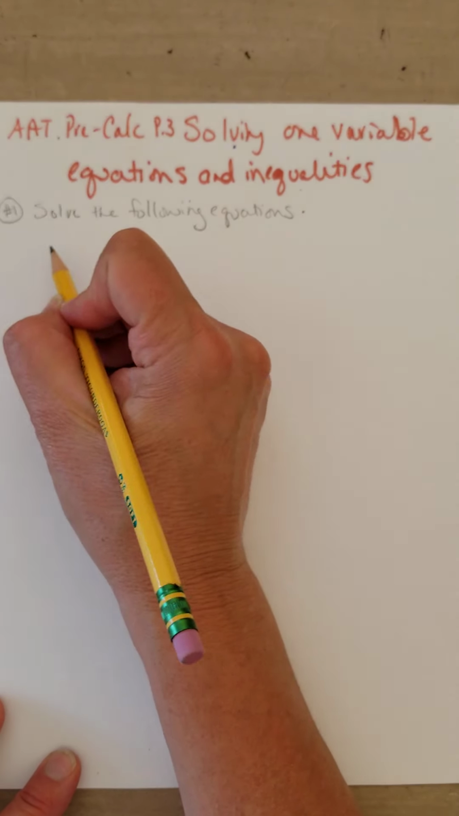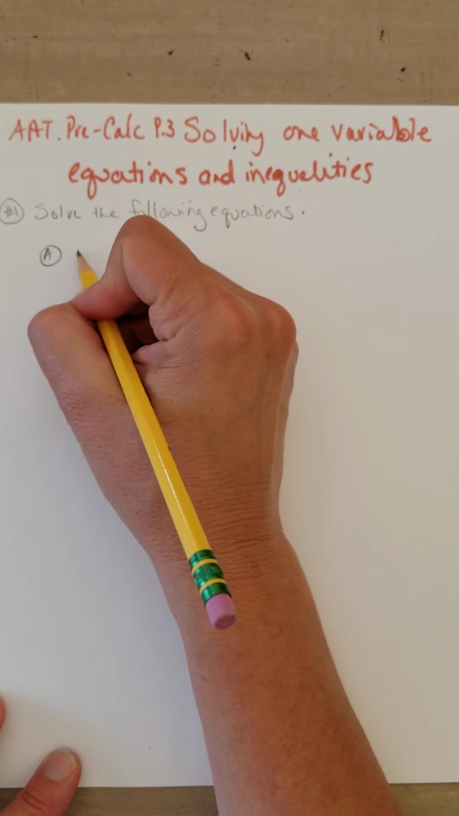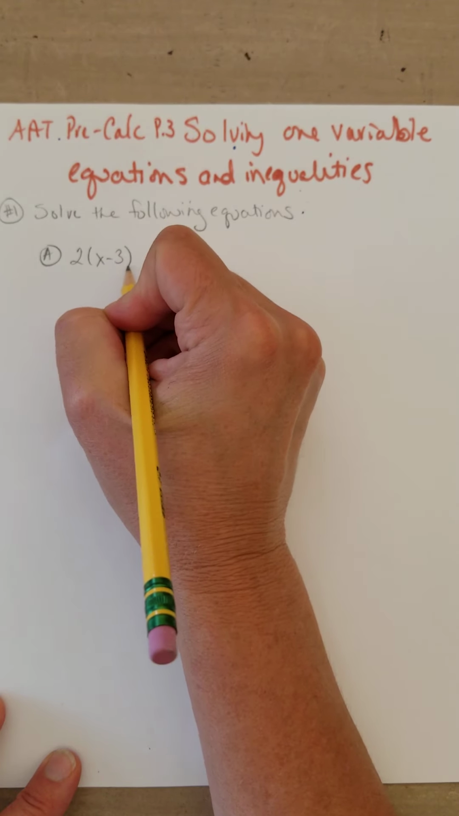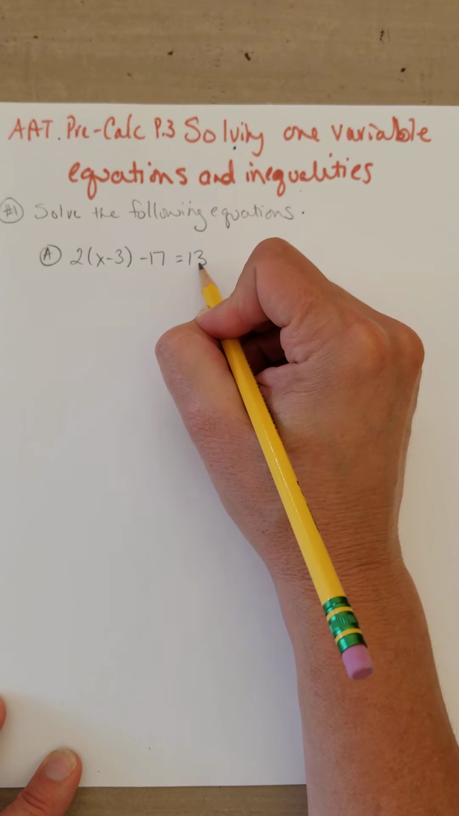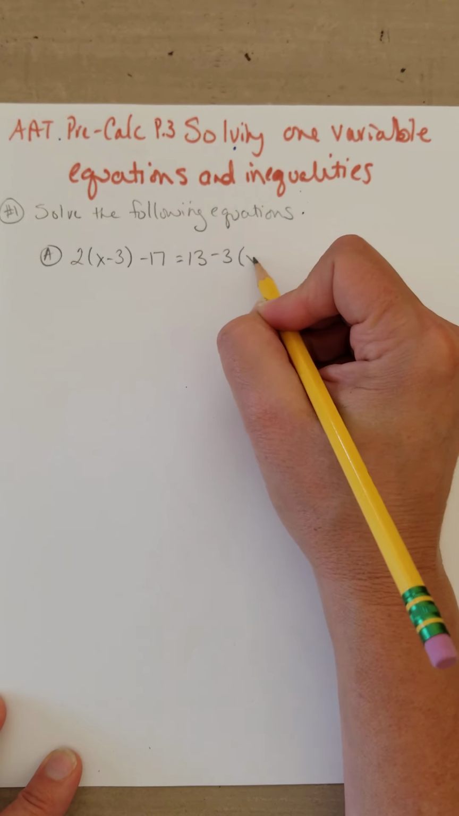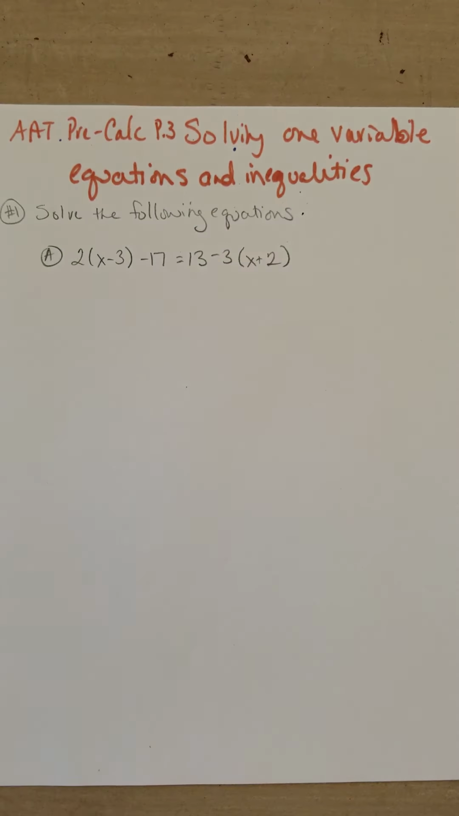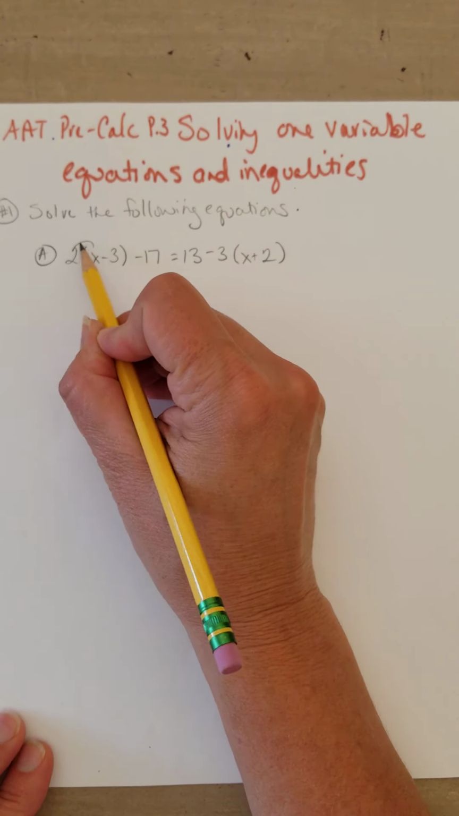All right? So the first one we're going to look at is 2 times the quantity x minus 3, minus 17, equals 13 minus 3 times the quantity x plus 2. Yeah, totally just diving right in, right? Okay, so I'm seeing parentheses on both sides, and that indicates that I need to distribute. So we're going to start by distributing this.